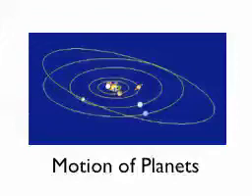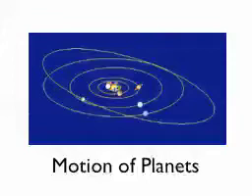Planets revolve around the Sun in elliptical orbits. Now, an ellipse is like an oval, so they're not completely round. An oval is like a circle that's been squished just a little bit.